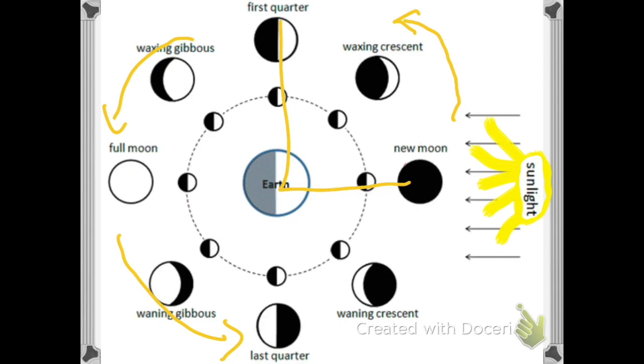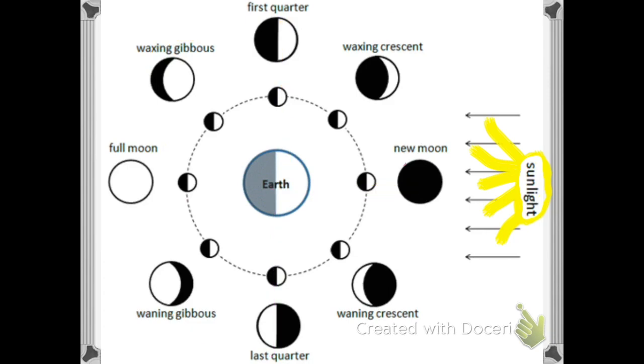Then to the left, the right angle, you have the last or third quarter. So again, the main 4 are the new moon, the first quarter, the full moon, and the last quarter. So those are the ones where it's 0% for new moon, 50% for the first quarter and the third quarter, and 100% for the full moon.